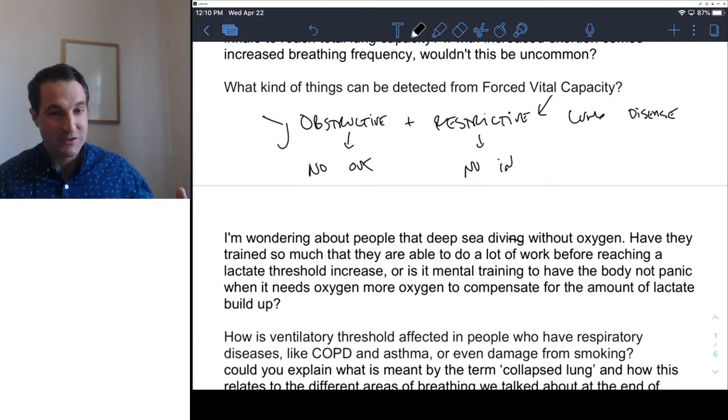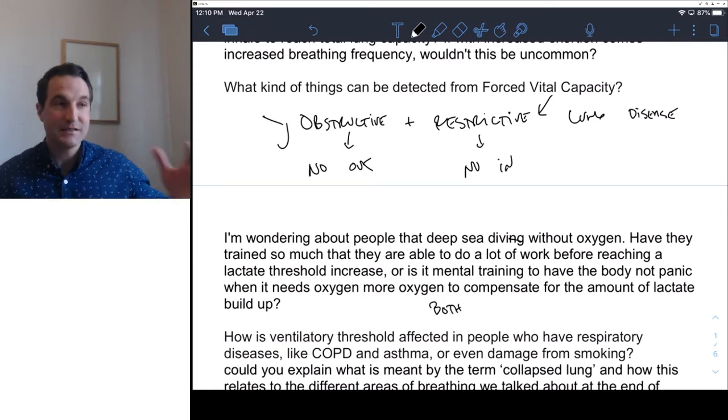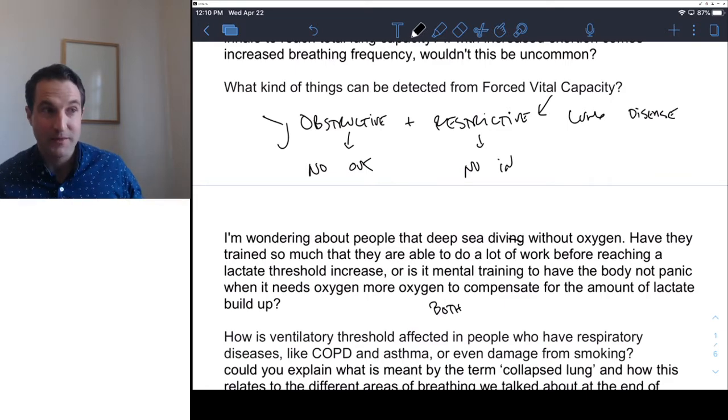You and I, who don't necessarily do this too frequently, we get one message, you need to breathe right now, and it's a good thing that we take people up on that. So the answer to this is both. Yes, they do some work to prevent that lactate buildup, but also they do some psychological training as well.